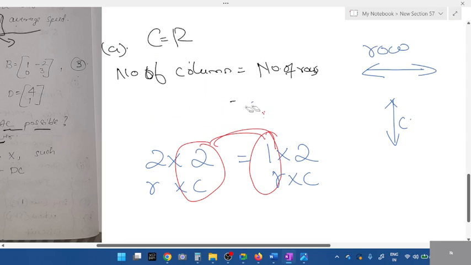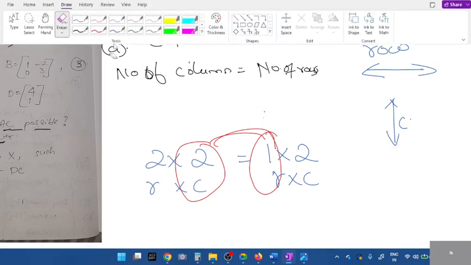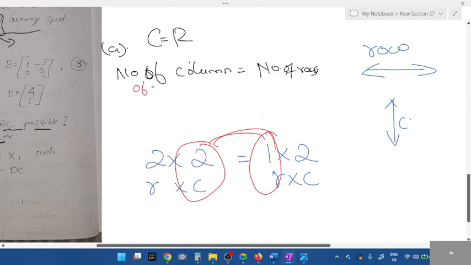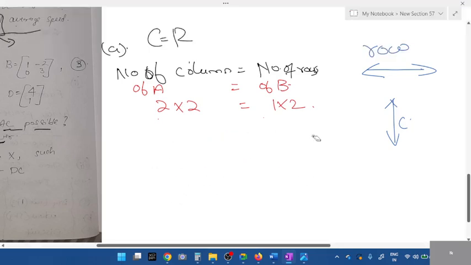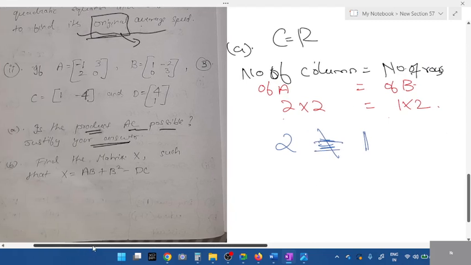You don't have to write this. You can just mention that the number of columns of A is equal to the number of rows of B. So the matrix is 2 into 2. Here it is 1 into 2. The number of columns of A is 2 and the number of rows is 1. So column and row, students, they're not equal. Therefore, it is not possible. You can't multiply.